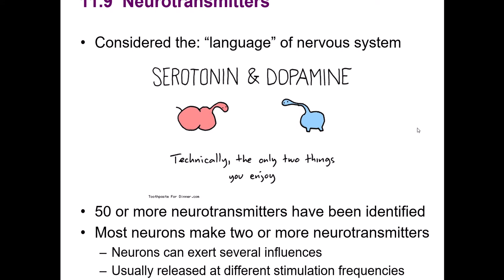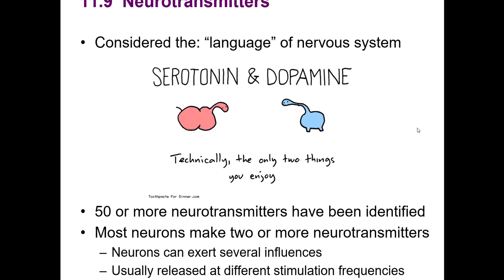So neurotransmitters are how our neurons talk to each other. Because again, chemical synapses are by and large what we use in the body. Over 50 different types of neurotransmitters have been identified in the human brain. You can take a neurology class on nothing but neurotransmitters. Most neurons will make more than one. That allows them to have several influences, right? If they can make both acetylcholine and dopamine, then they can do more than one thing.